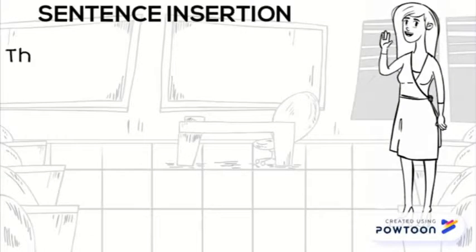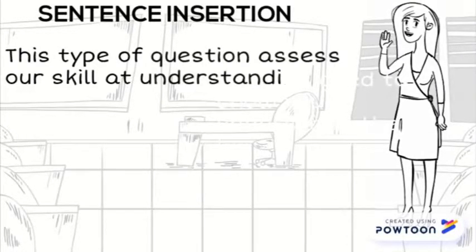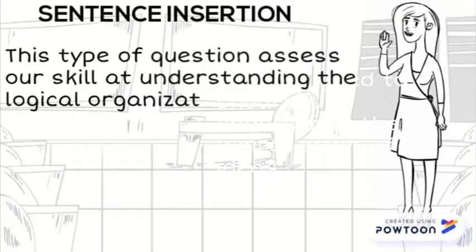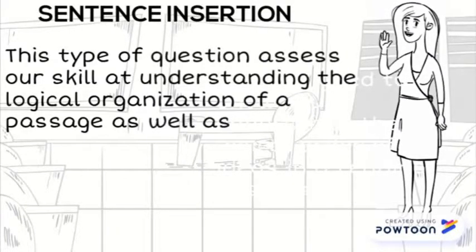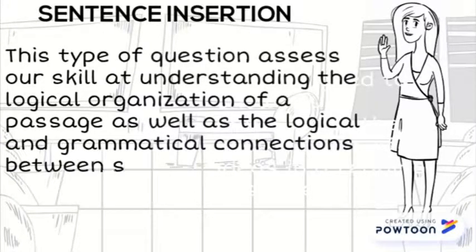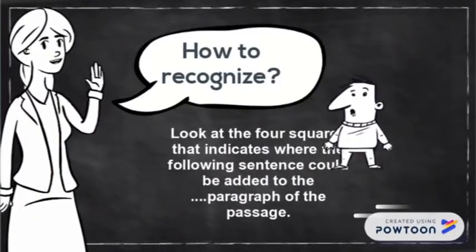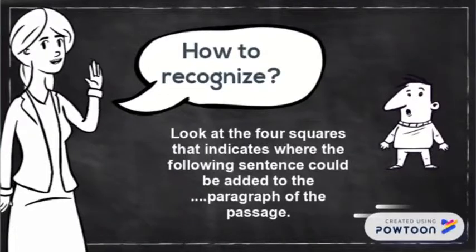Now I'm going to explain to you about sentence insertion. This type of question assesses our skill in understanding the logical organization of a passage, as well as the logical and grammatical connections between a sentence and a passage. How to recognize sentence insertion questions? We have the direction that says, look at the 4 squares that indicate where the following sentence could be added to the paragraph of the passage.